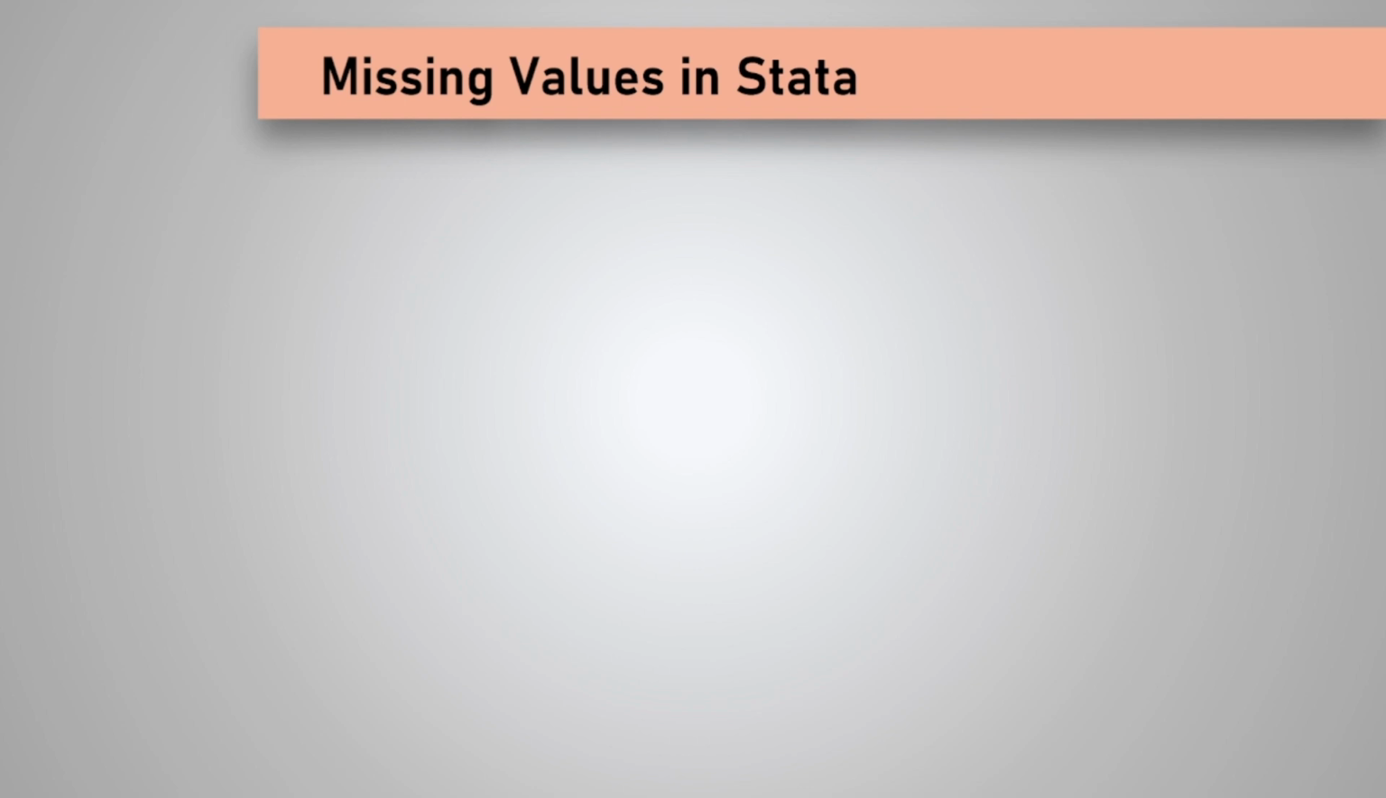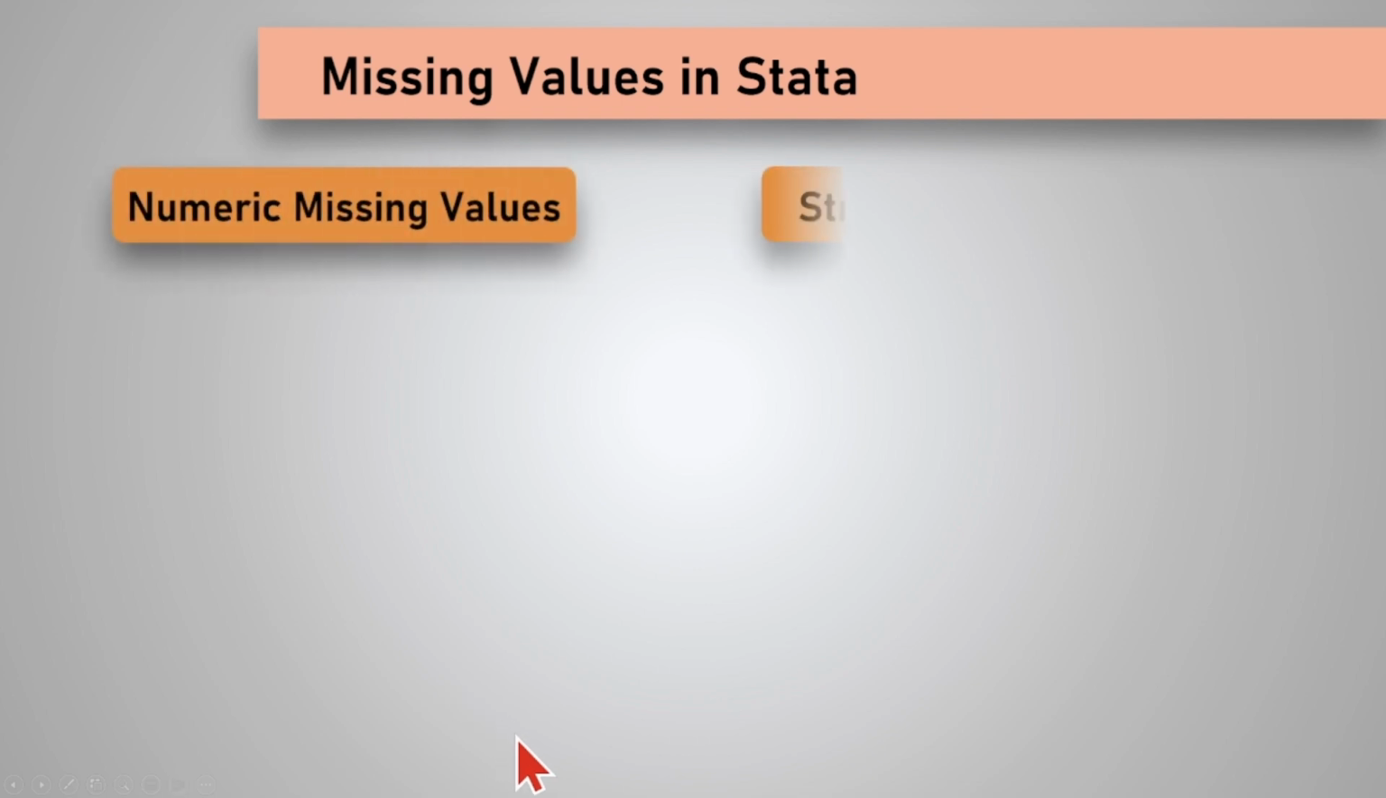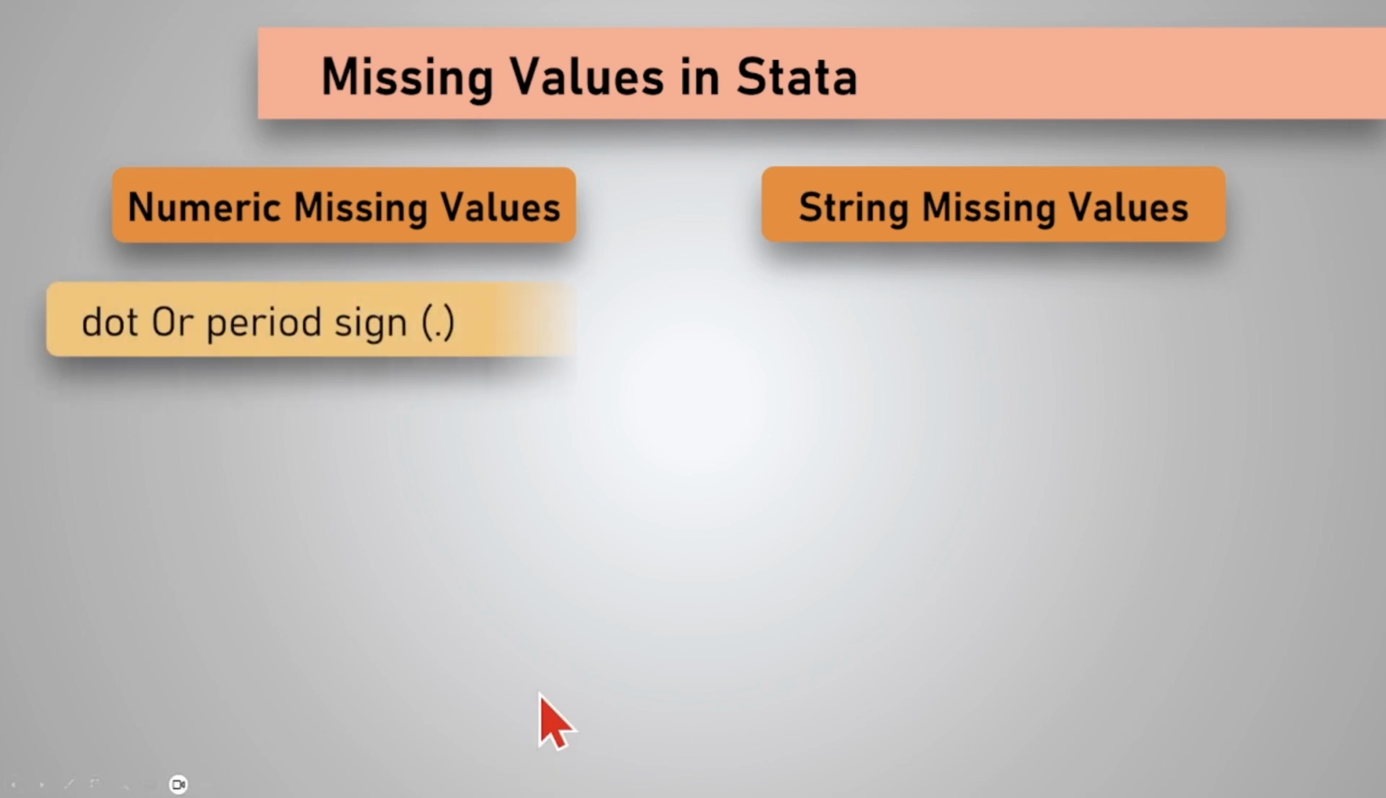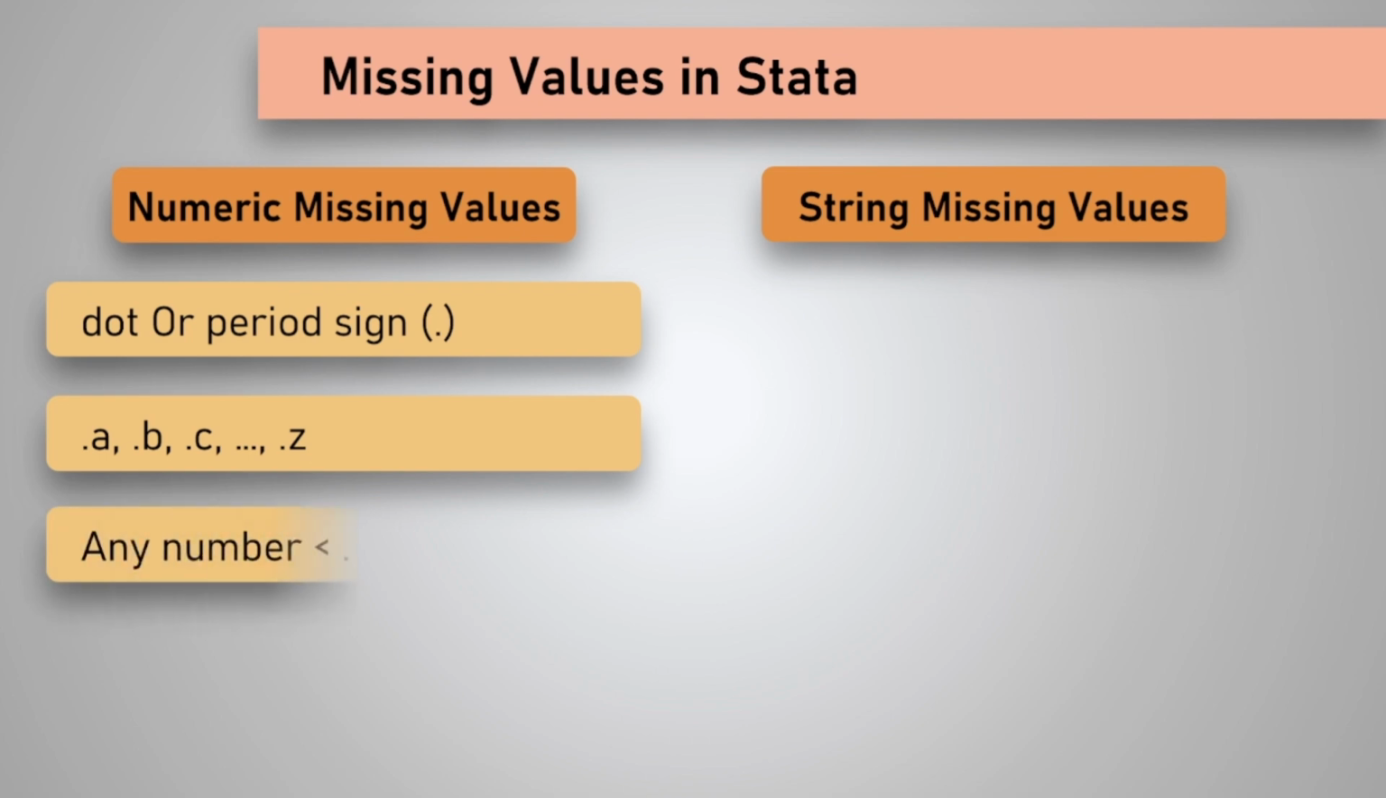There are two types of missing values in Stata: numeric missing values and string missing values. A numeric missing value in Stata is indicated by a dot or period. Stata also allows us to code missing values as 26 characters starting from dot A up to dot Z. These are called extended missing values. Dot Z is treated as larger than dot Y, dot Y is treated as larger than dot X, and so on up to dot A.